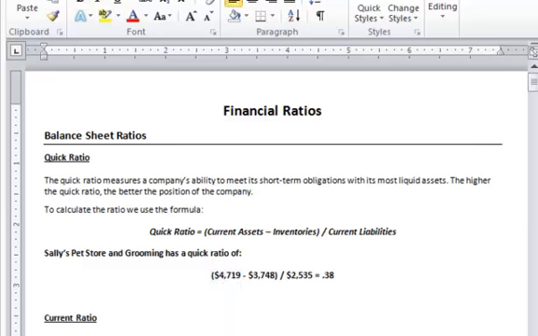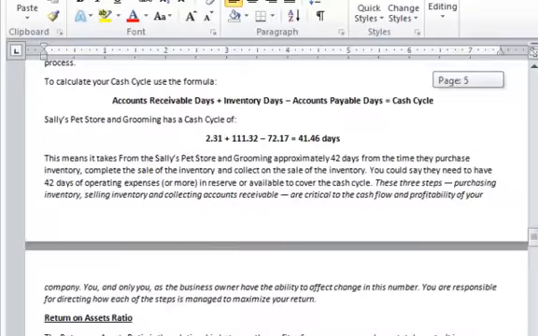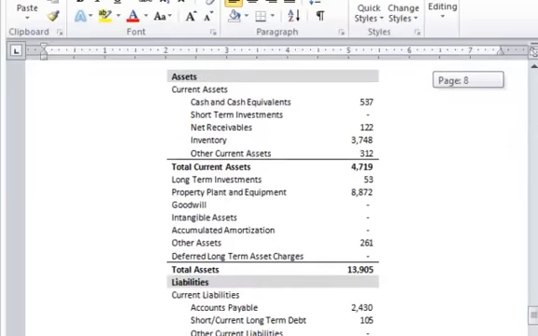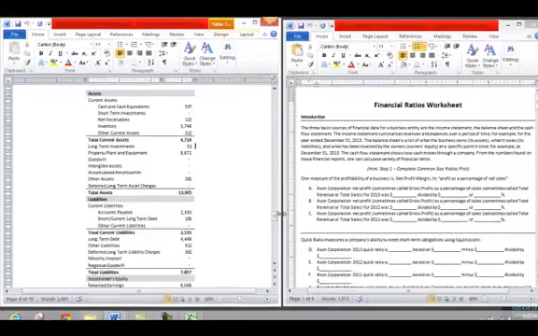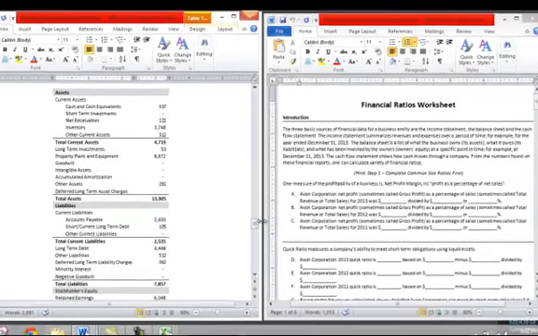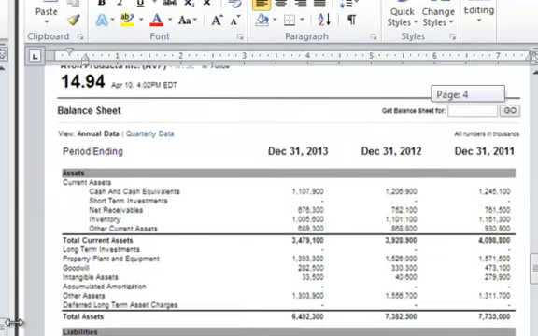is $4,719. We come down to the balance sheet. Even if we don't know where exactly to find it, we can look for that number. Okay? And we can use that as a reference looking at other companies' information.